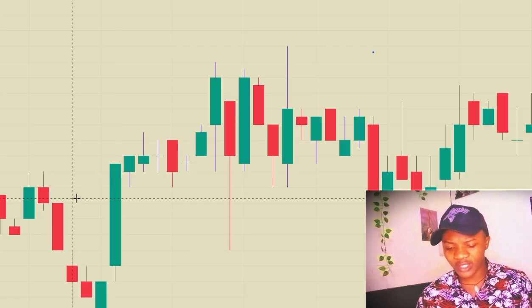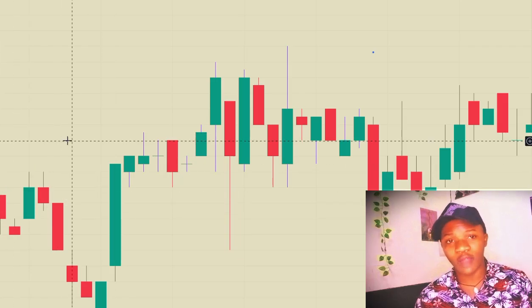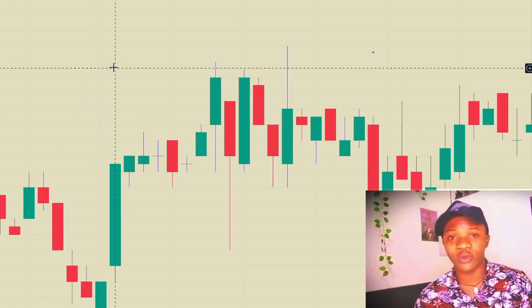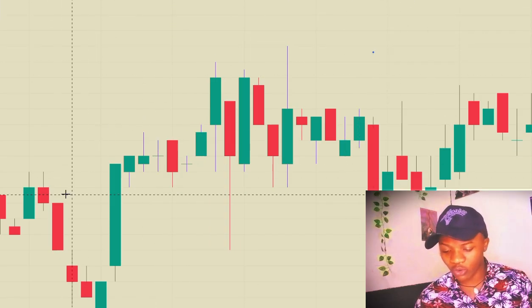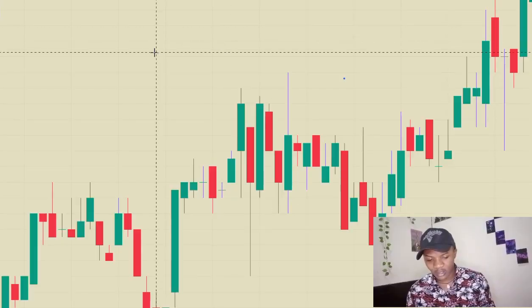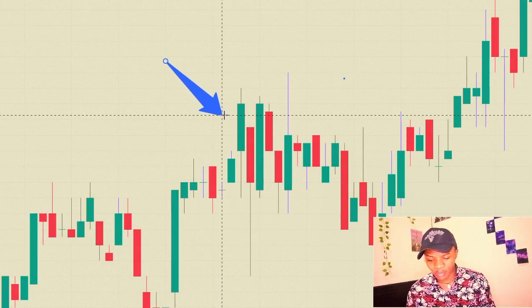Now in this scenario, as I told you, we have to identify the grand pair in the move. Now the market is in an uptrend. We can all agree on that. We believe that the market is in an uptrend. So first and foremost, we are going to identify our grand pair in the move, and in this scenario I will take this candlestick to be my grand pair.